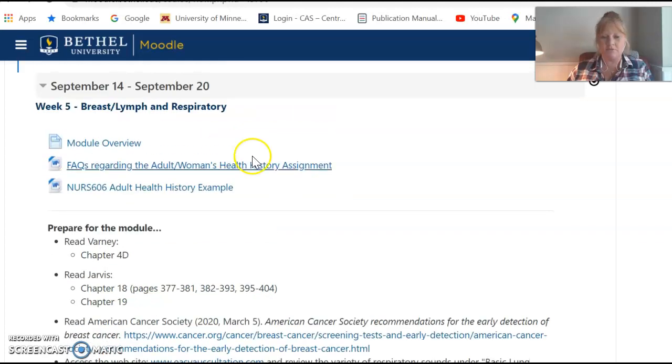There's lots of good information for you if you look in the summary for the week. There are frequently asked questions regarding the history assignment, so look that through. It might answer a lot of the questions you may have. There's also a really good example of a completed health history. It's a lot of information, and honestly, in practice, it wouldn't be that long, but just like those care plans that we did in nursing school, it's a good way to gather your thoughts and stay organized and focused and be able to complete what needs to be done so that you don't miss anything. But it's a great example that you can look at here.